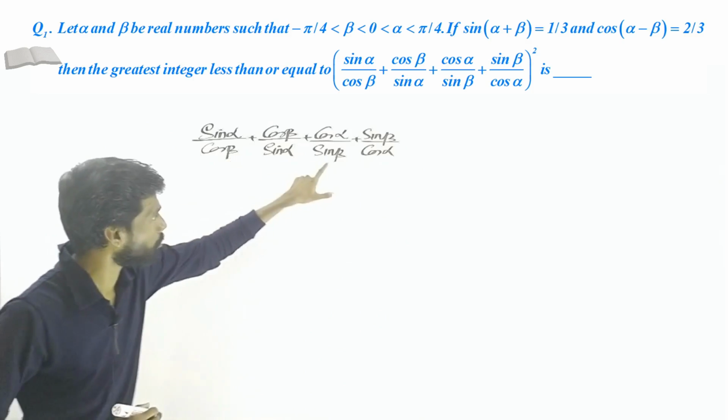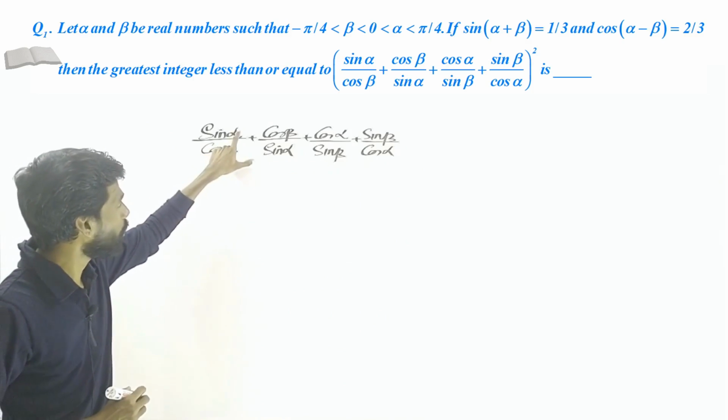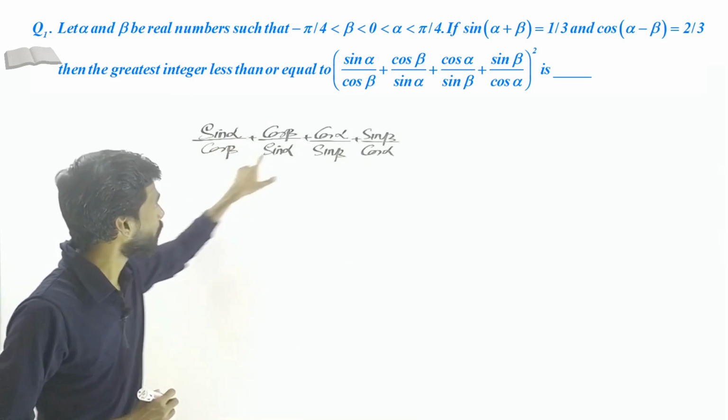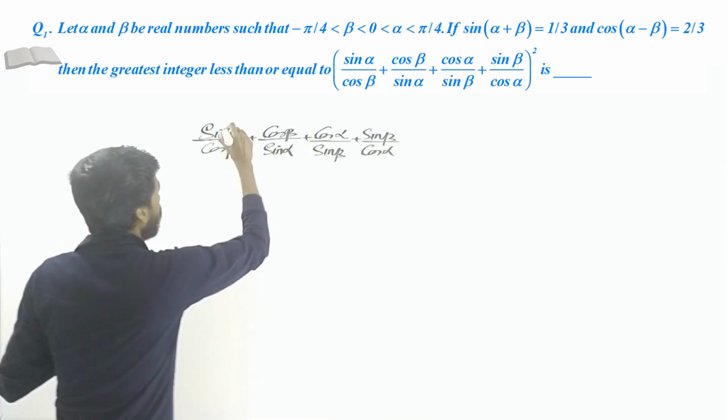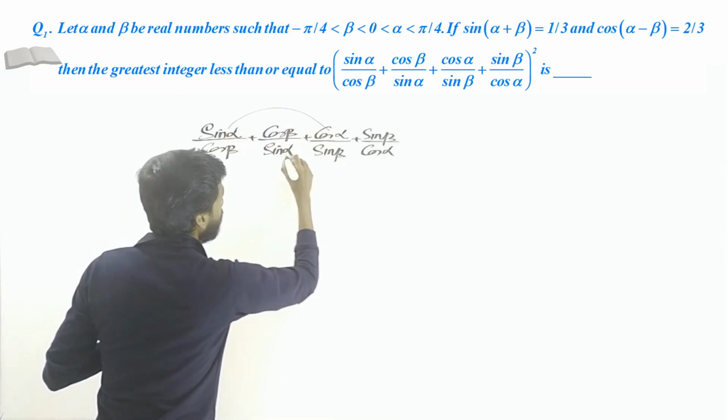Let's group these two terms. Why do we do that? So then we'll have sine alpha, sine beta, cos alpha. We have a formula, so there is a way to combine them. So let's group these two terms. So these two you add and these two add separately.